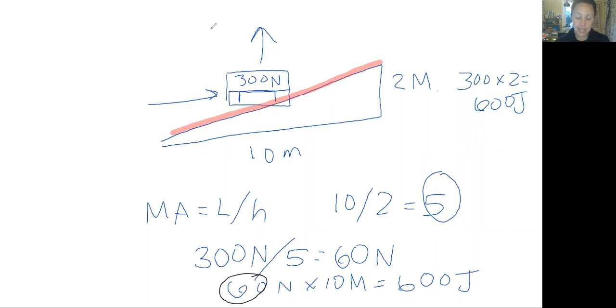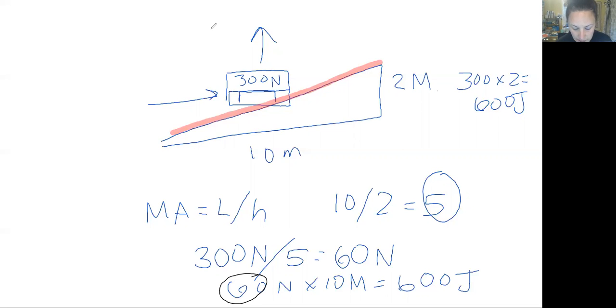If friction is taken into account and the input force increases to 80 newtons, so down here, if this increased to 80 newtons, the work required to push the piano would then equal 800 joules, because you're doing your 80 newtons times the 10 meters distance to get 800 joules. The actual efficiency would be about 75%, 600 joules divided by 800 joules times 100.